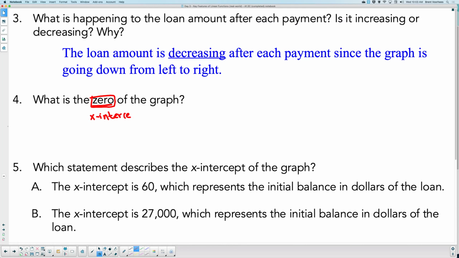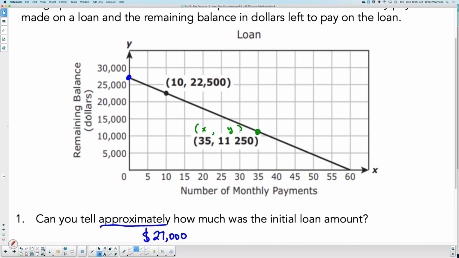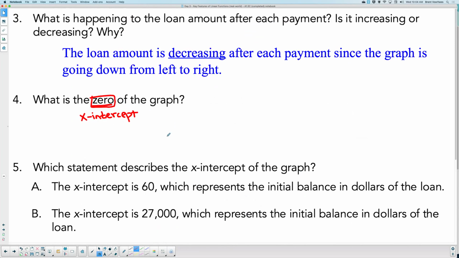Let's go look. But when they say 0, you don't have to write it as a coordinate point. You're going to look for the x-intercept. So look back on the graph and discover what our x-intercept is. So looking at this graph, where is our x-intercept? Perfect. The 0 is equal to 60. That's it. The 60 is our x value. The y is 0. But when it says 0, you don't have to write it that way. You can just say 0 equals 60.